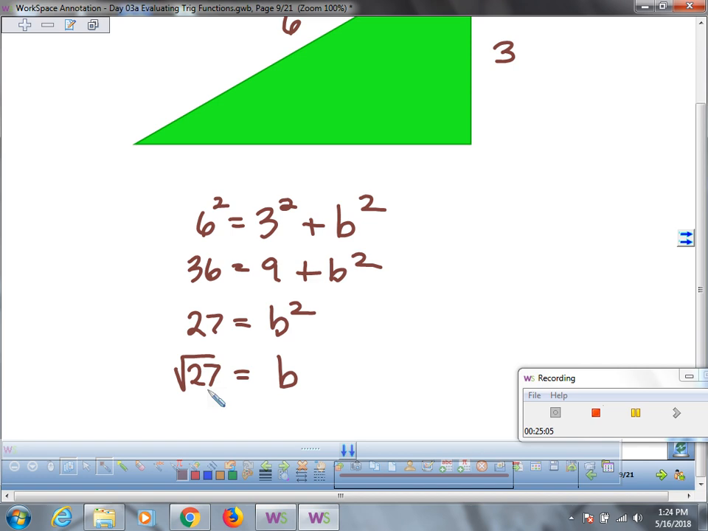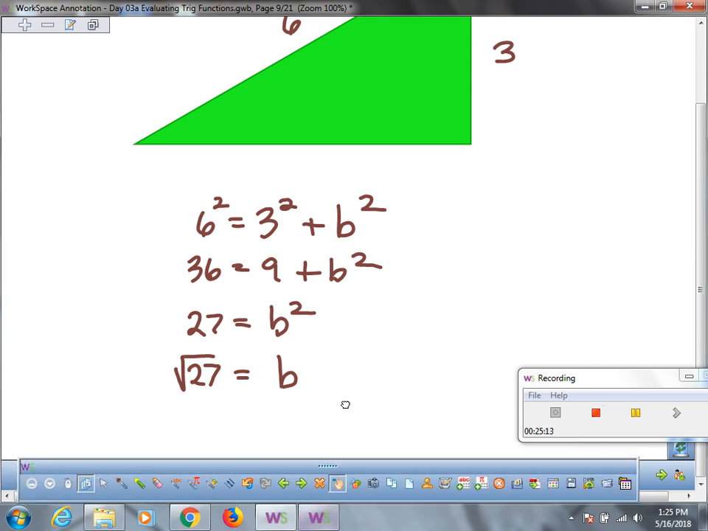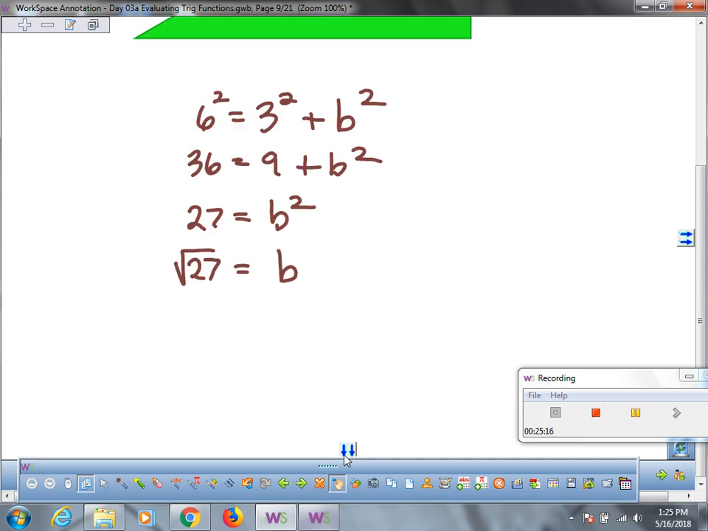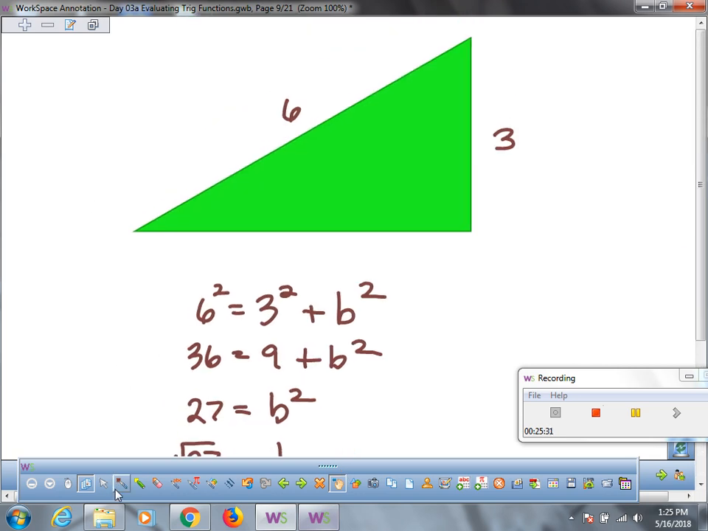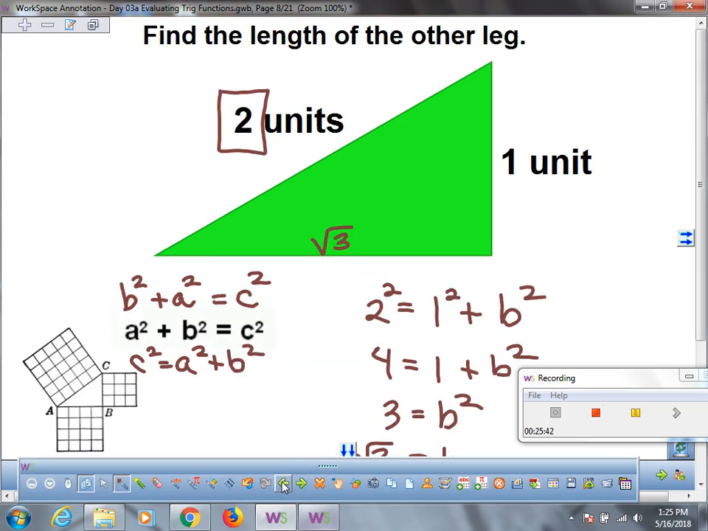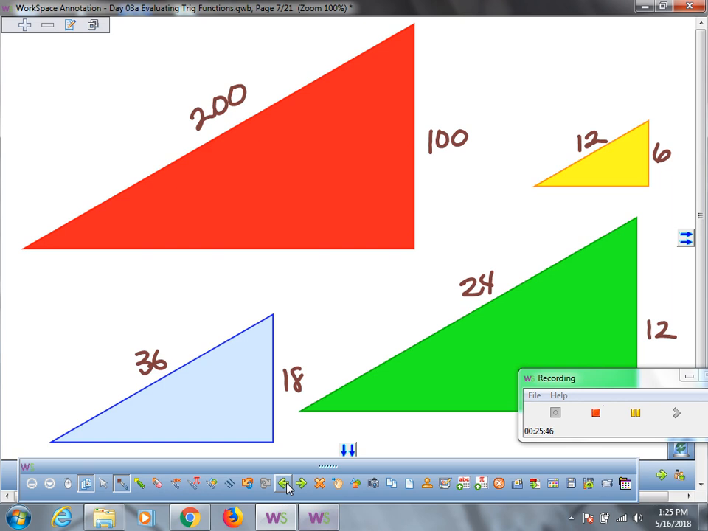But for the purpose of this lesson, I'd like to take it one step further and say that the square root of 27 can be simplified by 9 times 3. The square root of 9 is 3. So that simplifies. So let's go back up here. So 3 root 3. This is 3 root 3. What was the first one? Root 3. Let's go back to this one.